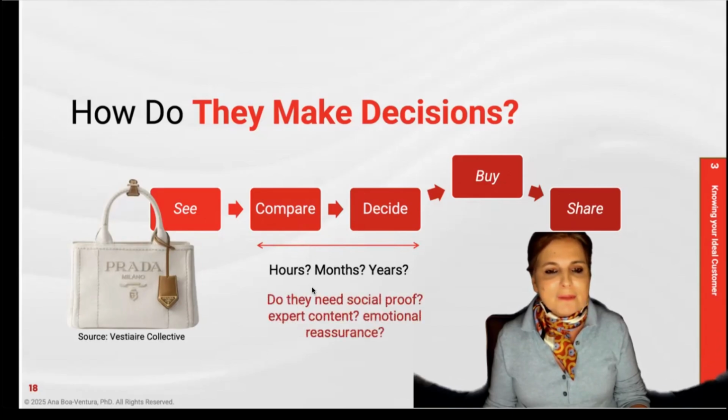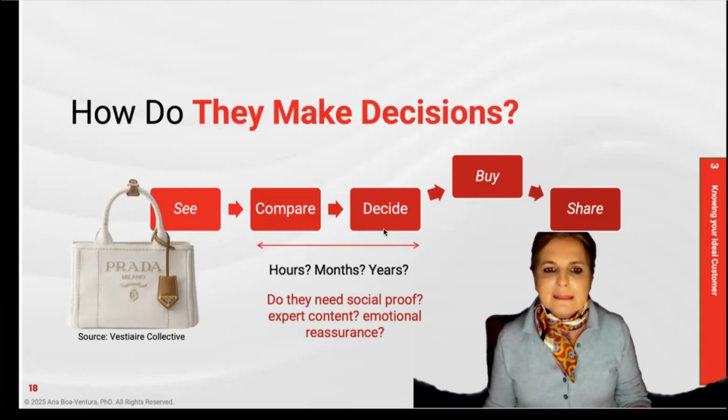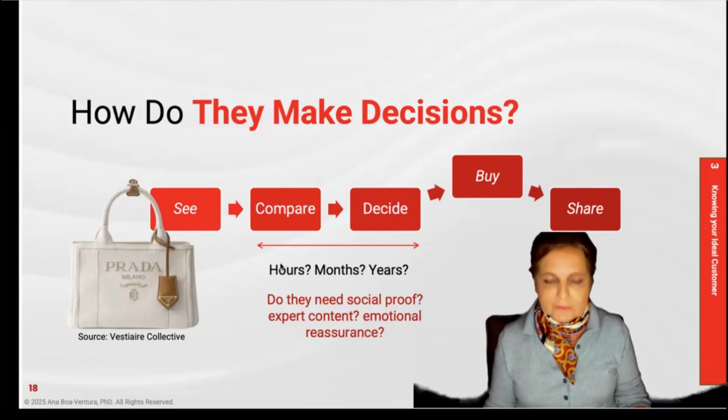And sometimes some people will need a social proof. Maybe they need expert content, and maybe they need emotional reassurance. So this stage here, comparing with other, in this case, products in the market, and then deciding, may take as little as seconds for those compulsive buyers among us, or sometimes years if it's something extremely expensive that you really need to give it some thought.